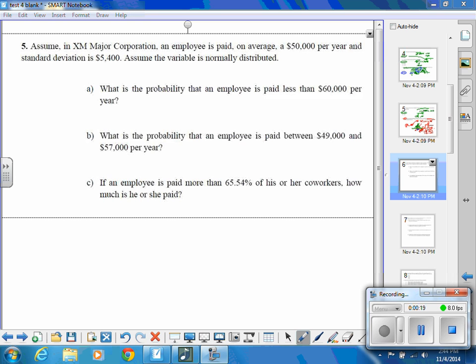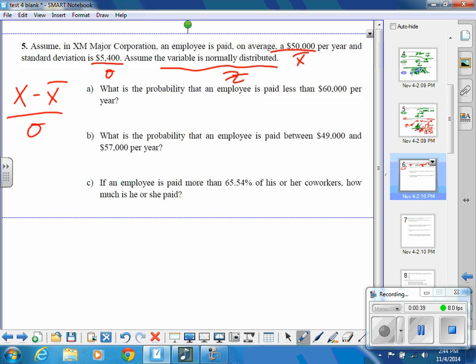It says here they give you an average, x bar, that's your mean. They give you a standard deviation, that's your sigma, okay? They tell you the variable is normally distributed, that's your z-score. Ta-da! So I'm going to be using the formula z equals x minus x bar over sigma. How do you know? Well, I just described it to you. They tell you it's normally distributed.